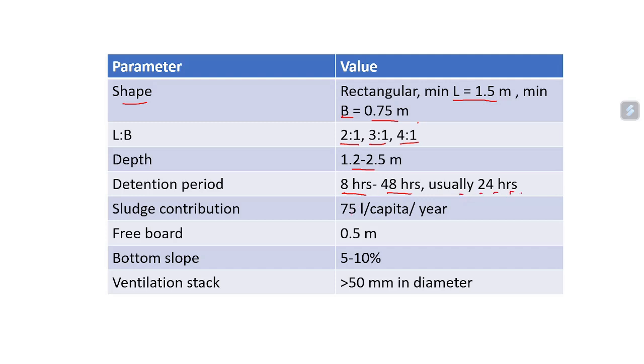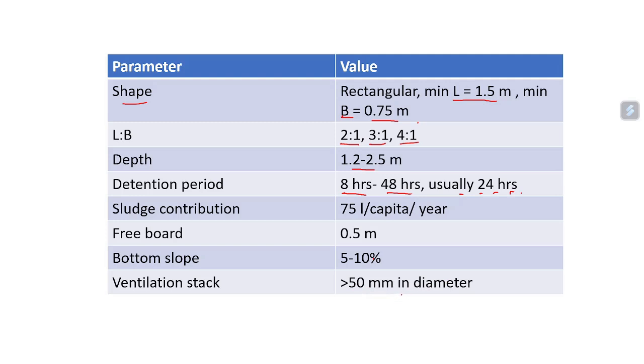Then sludge contribution. 75 liter per capita per year is the standard which we take. So 75 liter is the sewage or sludge which is contributed by every person every year. Freeboard, which is a free space given in between the concrete and the level of the tank, that we will be seeing in our subsequent slides. Then bottom slope, there is a slope given so that the sludge settles, that is 5 to 10%, and ventilation stack. Some hose or some pipe outlet is generally given for the gases to go out. Otherwise, there will be a buildup of methane, which is dangerous. That is more than 50 in diameter.